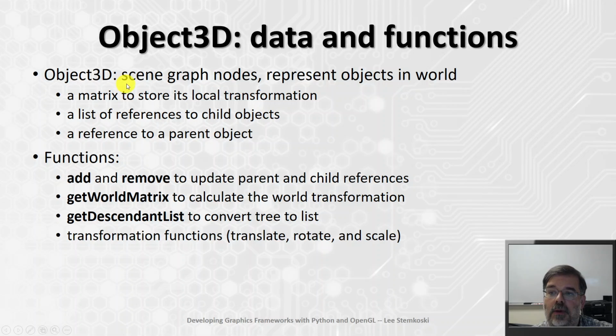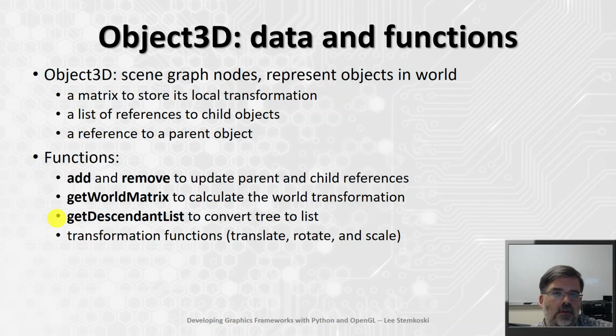To review, it represents nodes in our scene graph, which represents objects in the world. There are three main pieces of information the Object3D class needs to store: a matrix, to store its local transformation data, a list of references to child objects, and a reference to a parent object. It'll also need some functions: add and remove functions to update references to the parent and child objects, and a function called getWorldMatrix, which we'll use to calculate the world transformation.